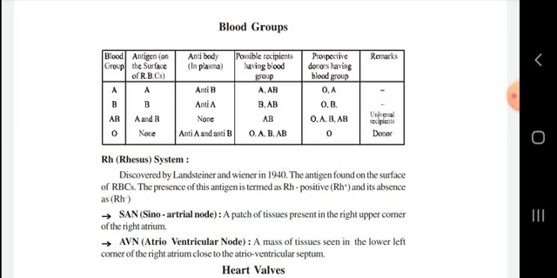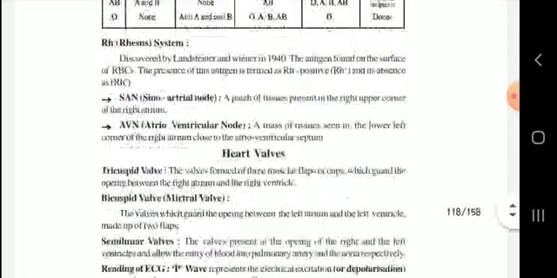Possible recipients having blood groups A, AB, B, AB, O, A, AB and AB can receive from these blood groups. And prospective donors for blood group A are A and O, for B are B and O, for AB are A, B, AB and O, and for O only O. As you may have heard, O blood group can only receive from O.